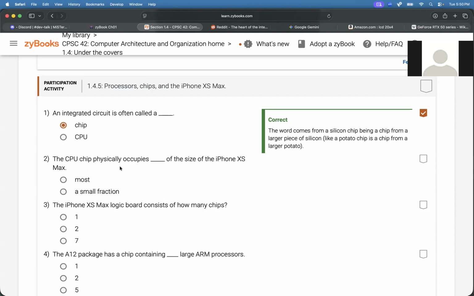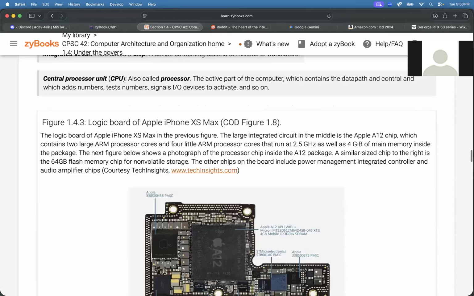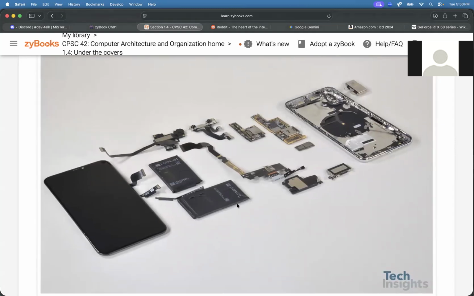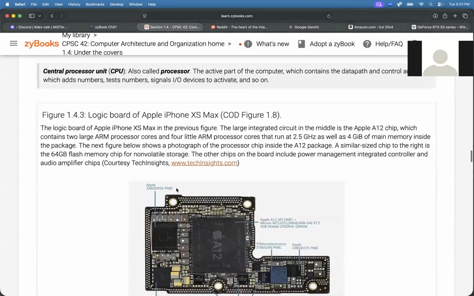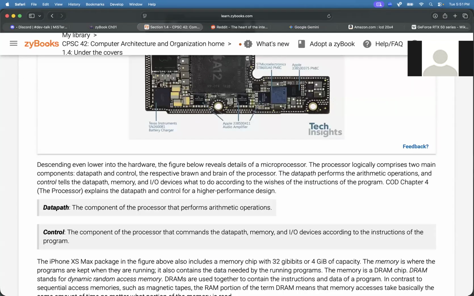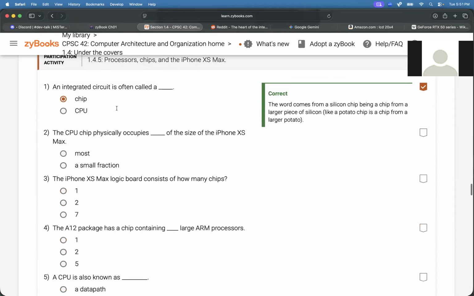So the CPU's chip physically occupies blank of an iPhone XS. So the chip was here in this picture, and that is, where is that over here? I don't see it in this picture. They left it out of this picture, so you can't really see how big it is, but this is going to be small. Depending on what kind of chip it is, this might be the size of a thumbnail, or it could be bigger if it's a bigger CPU. So they are a small fraction of the size of the phone.